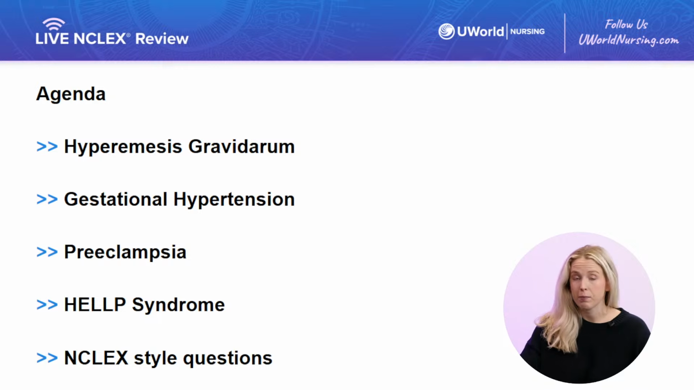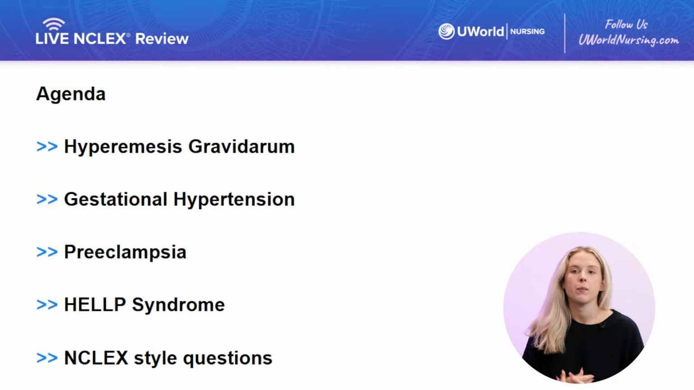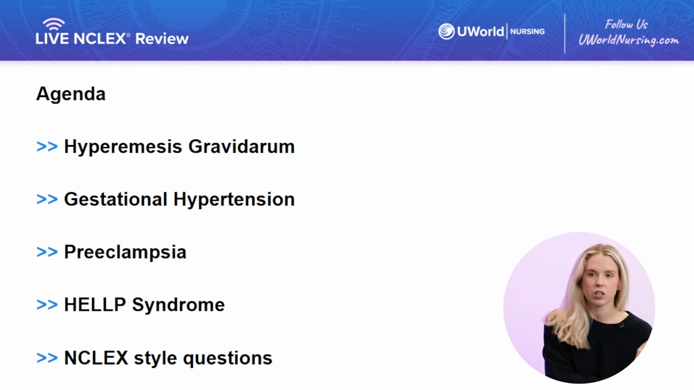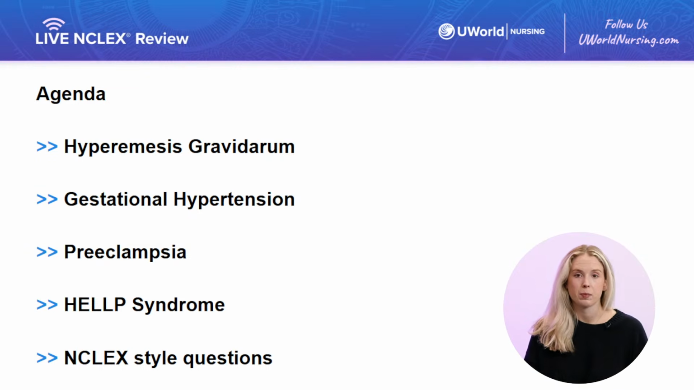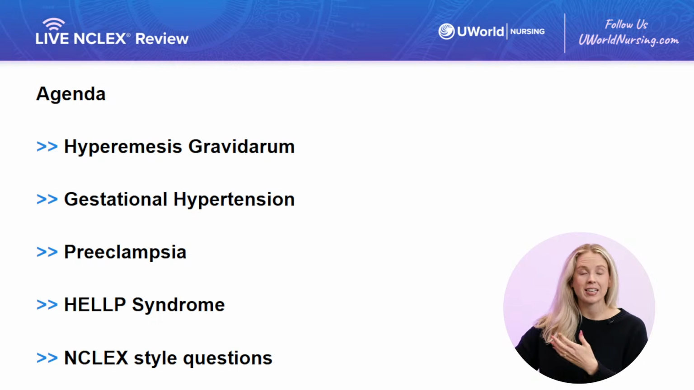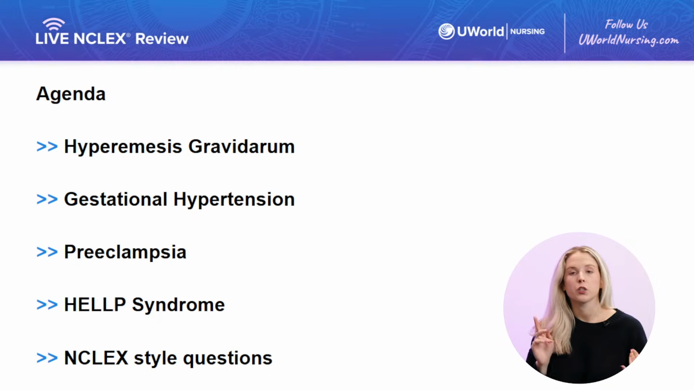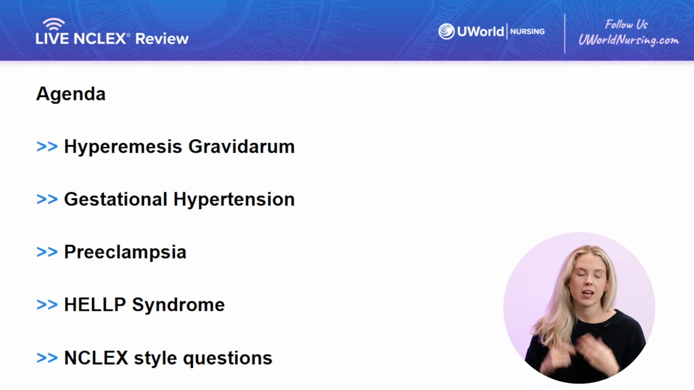So we're going to cover hyperemesis gravidarum, which you may or may not have heard of, and then we're going to move on to the spectrum of hypertensive disorders of pregnancy. Now, I said a spectrum. We're going to start with the disorder of least acuity, which will be gestational hypertension, and work our way down that acuity spectrum to preeclampsia, eclampsia, and lastly, we'll cap it off with HELLP syndrome.